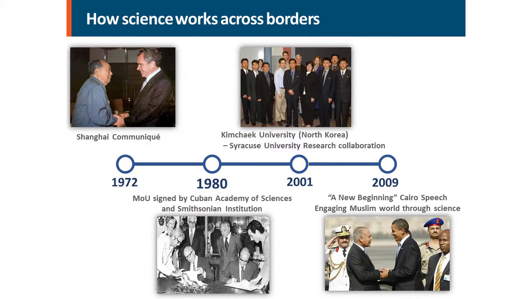As you know, science has played many roles, especially when political strains are very severe and strong. For example, in 1972, the U.S. and China issued the Shanghai Communique to start a platform of collaboration in many issues, including science and technology. And in 1980, an MOU was signed by the Cuban Academy of Science and the Smithsonian Institution. That played a main role even when there was strong political tension between Cuba and the USA.